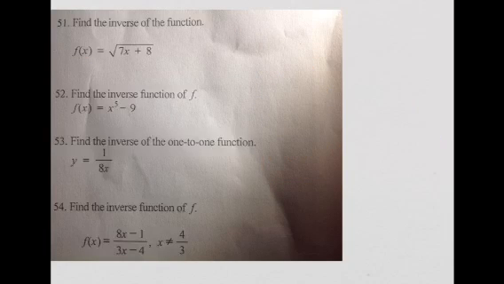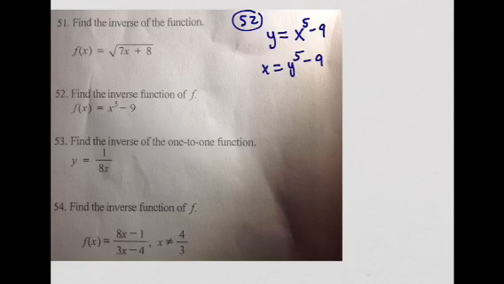Okay, so for number 52, find the inverse, so change the f of x to y. Switch the x and the y, and then solve for y. So we're going to add 9. So x plus 9 equals y to the 5th.